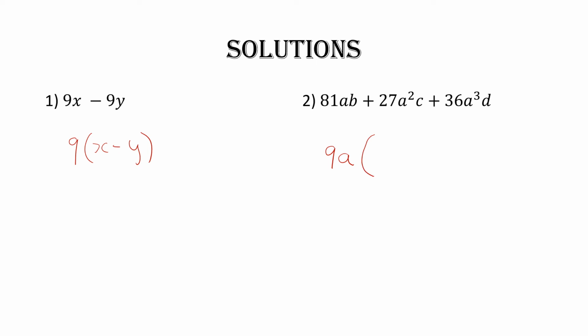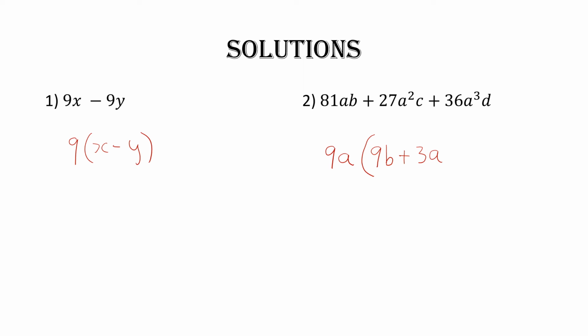Now, how many times can 9 go into 81? 9 could go into 81 9 times, and A will factor out A, so that will leave the first part here as 9B. Plus, just put back my addition sign. Then we have, how many times can 9 go into 27? We have 3. How many times can A go into A squared? That will be A times.